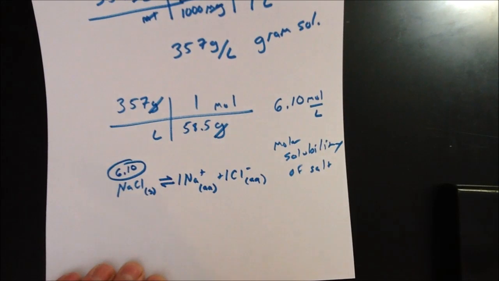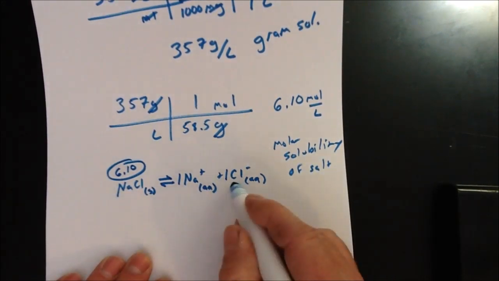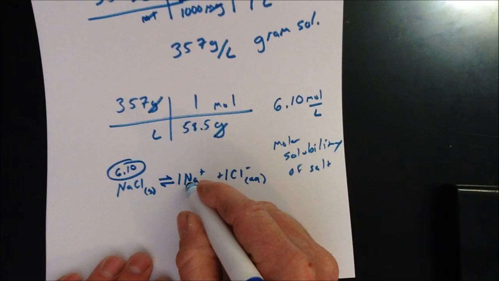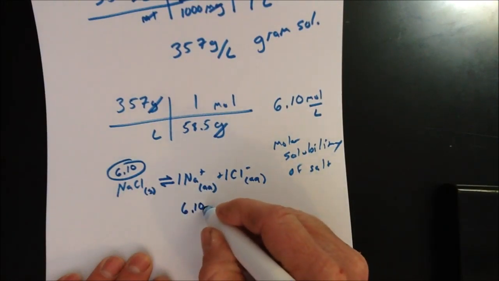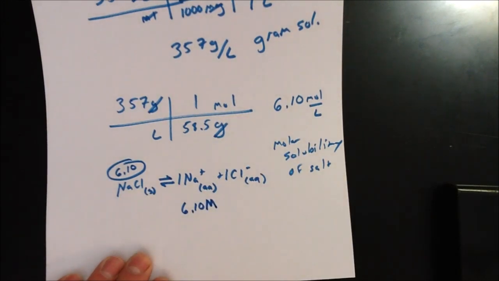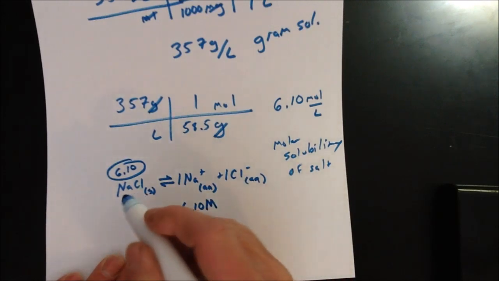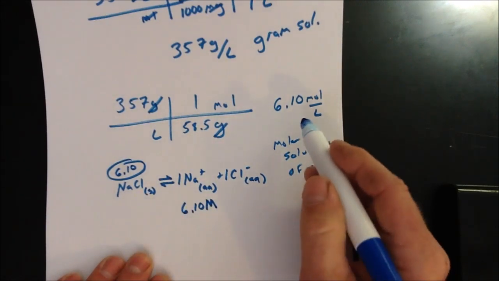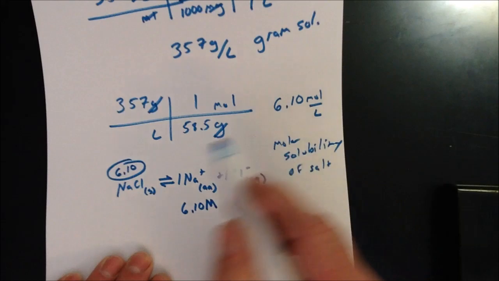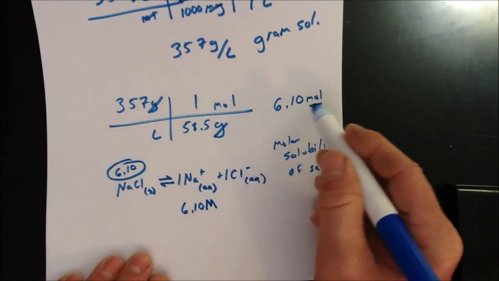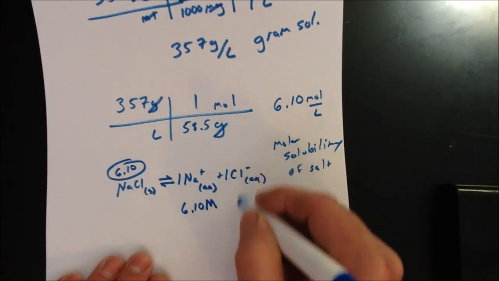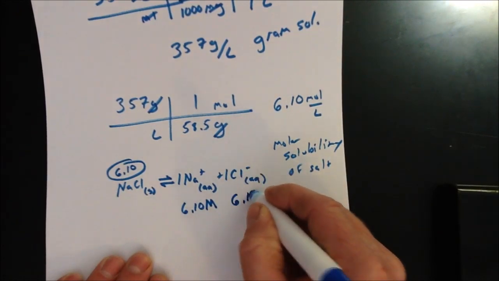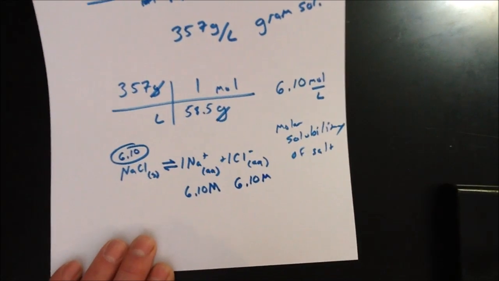Now I'll show you some here in a little while when we get further into equilibrium where we don't have 1s. But what we get is a concentration of sodium ion of 6.10, but watch what happens here. Molar, because we're talking about how much makes a solution, what the concentration of the solution is. So again, trying to explain this term, the molar solubility of solid NaCl is 6.10 moles per liter. The concentration of the sodium ion is 6.10 molar. The concentration of the chloride ion is 6.10 molar.